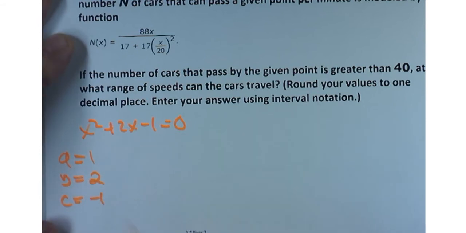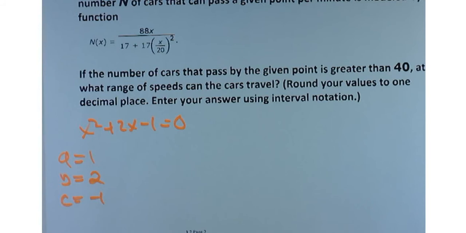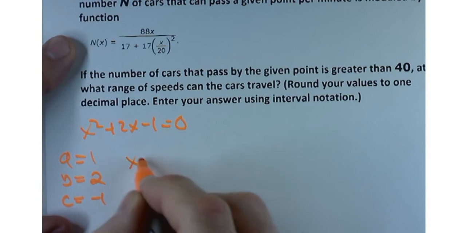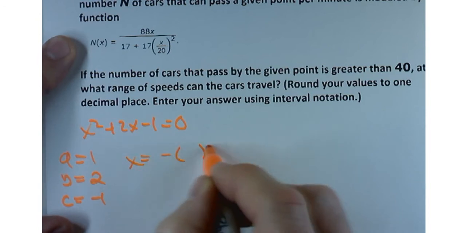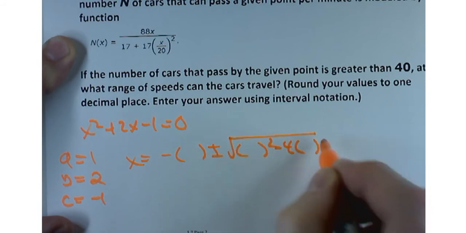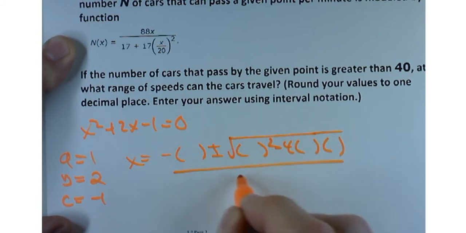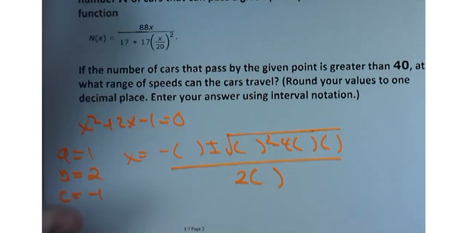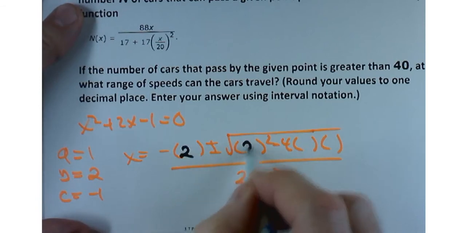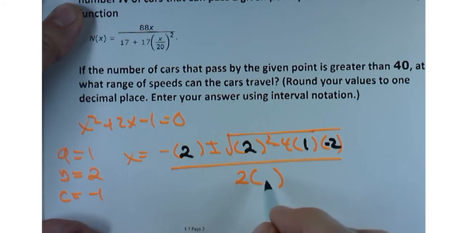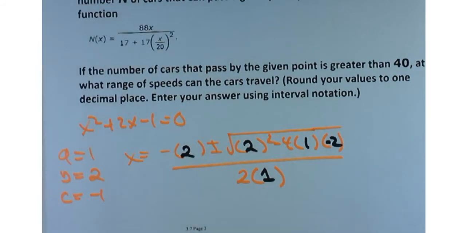Shouldn't exist after an exam or after 8:30 at night, whichever comes first. But it does. So we're going to do x equals the negative of b plus or minus the square root of b squared minus 4 times a times c over 2 times a. So let me fill those things in. a is 1, b is 2, c is negative 1. That'll simplify.